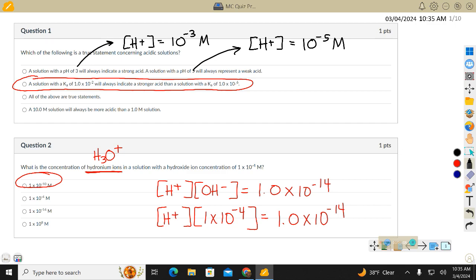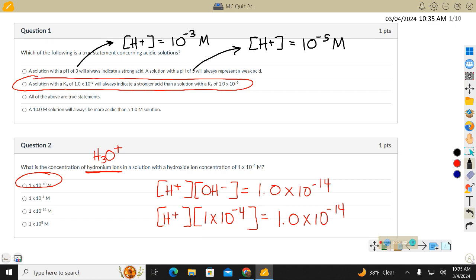So yes, 10 to the negative third is greater than 10 to the negative fifth, but I don't know where that came from. What if I had a weak acid, but the molarity was really high? Even though it doesn't ionize completely, if it was super concentrated, I could maybe still get 10 to the negative third moles of hydrogen out of what's technically a weak acid. The strong versus weak distinction is just about their tendency to ionize, a percent ionization or a Ka value.